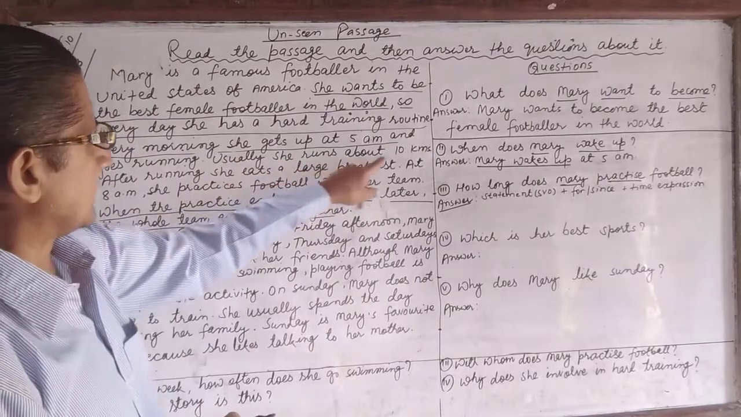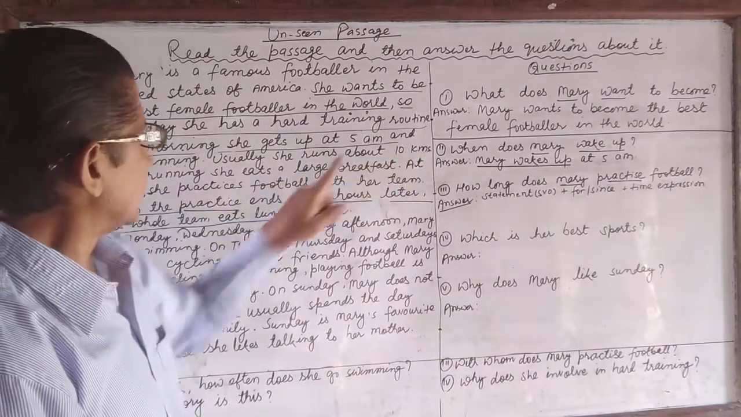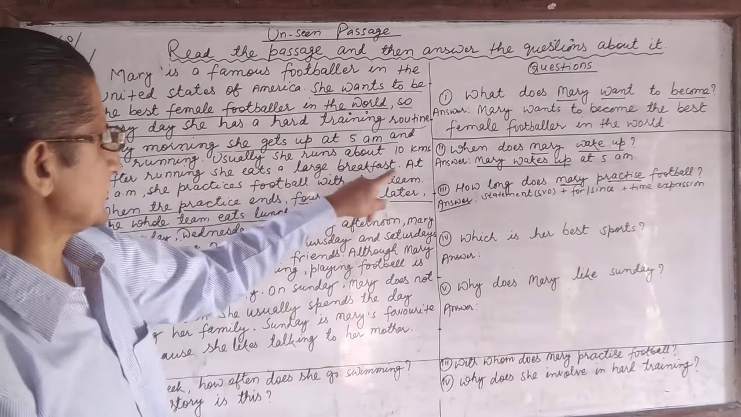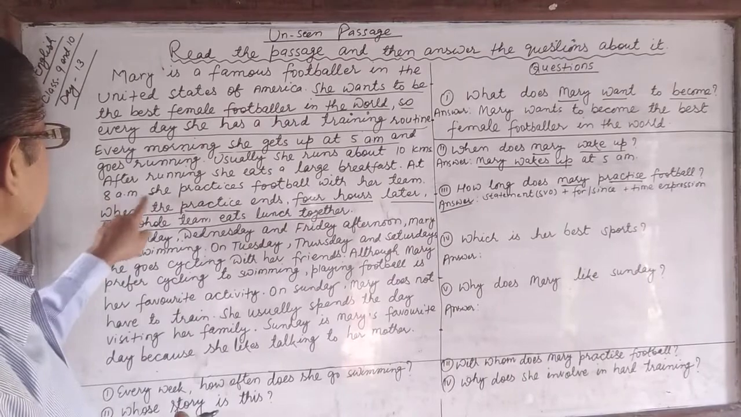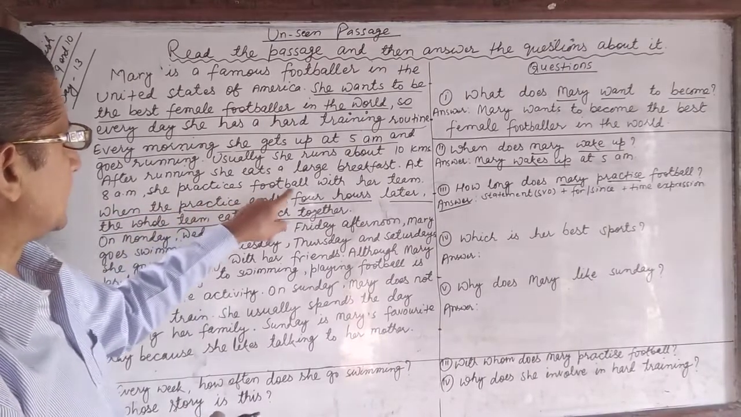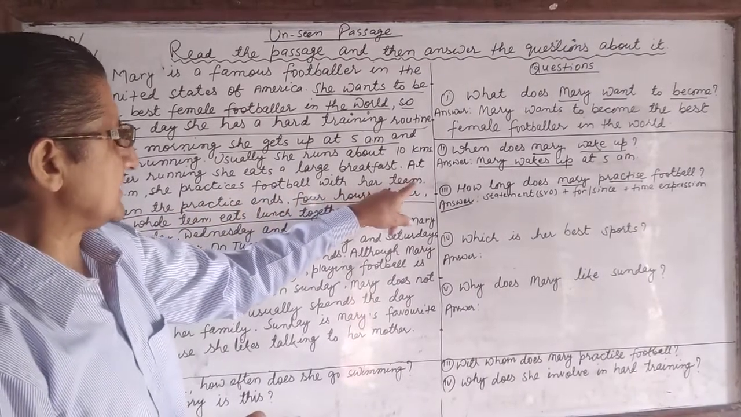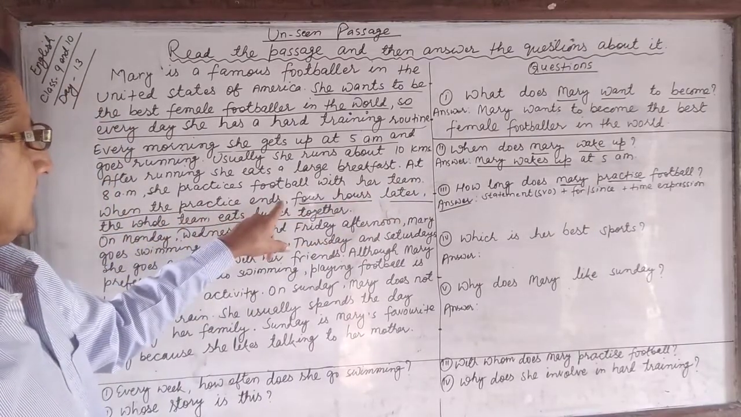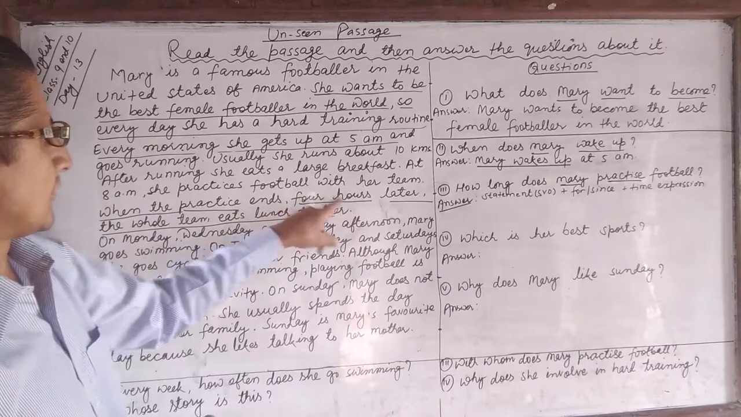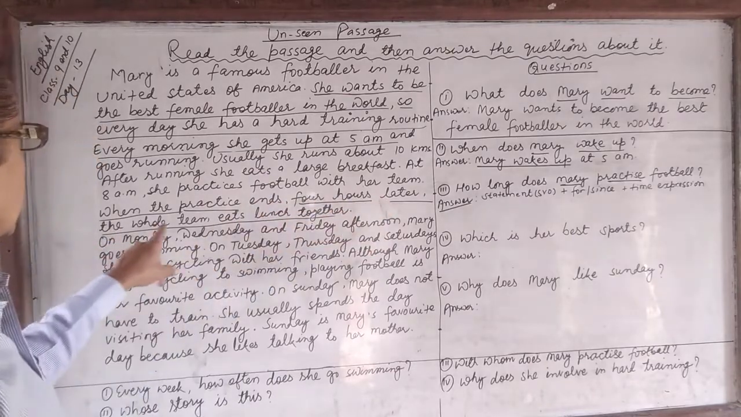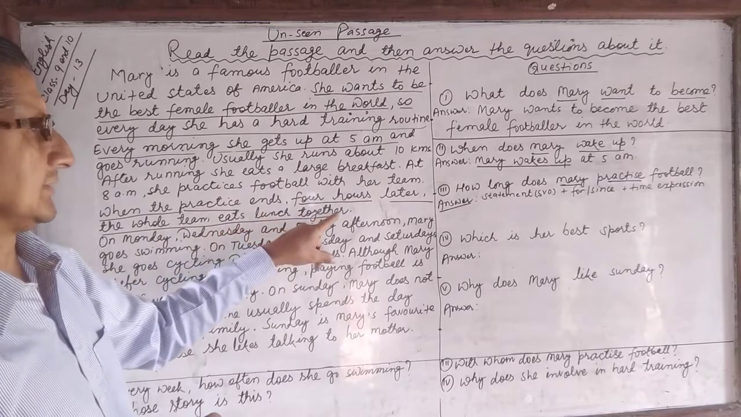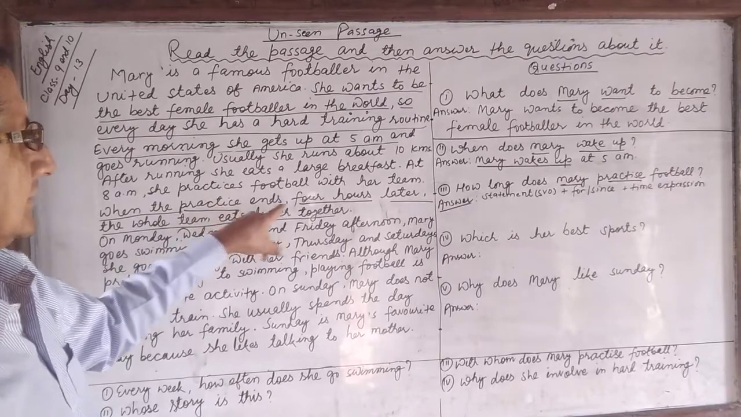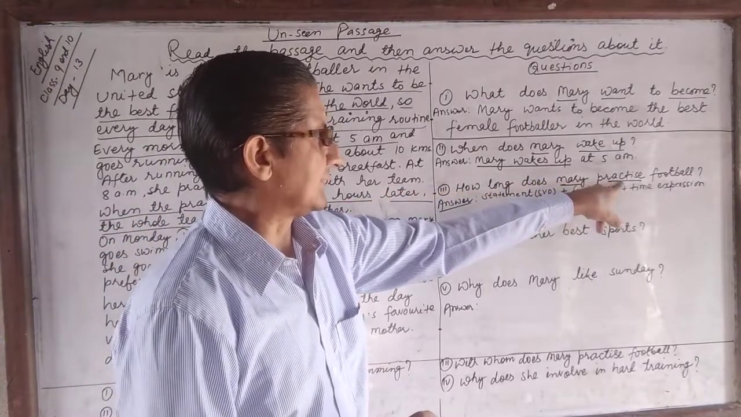Usually she runs about 10 kilometers. After running, she eats a large breakfast. At 8 a.m. she practices football with her team. When the practice ends, 4 hours later, the whole team eats lunch together. Here is the word practice.